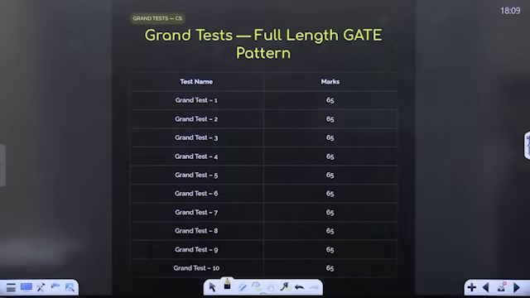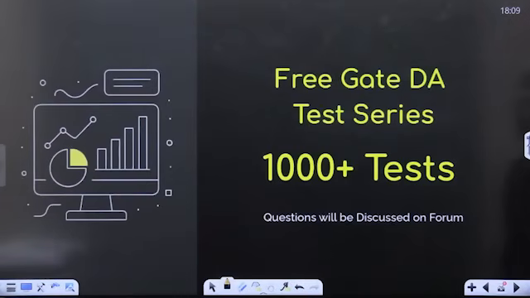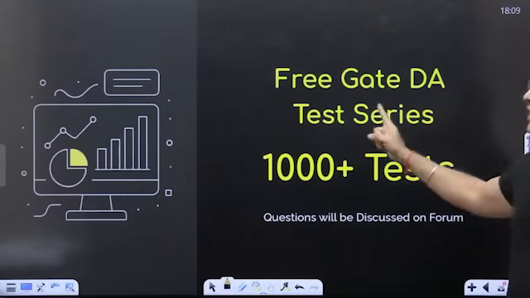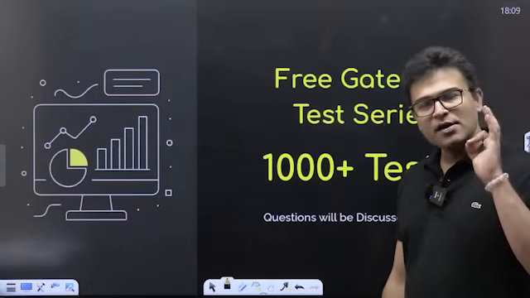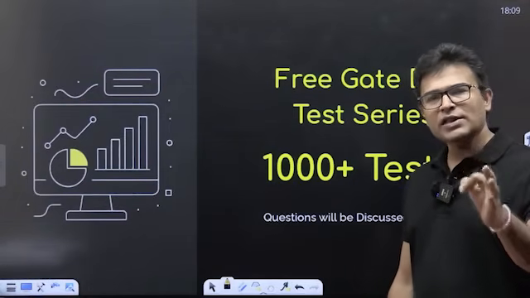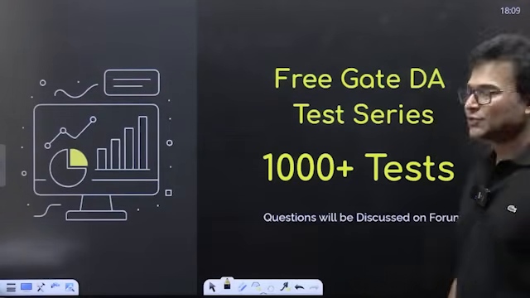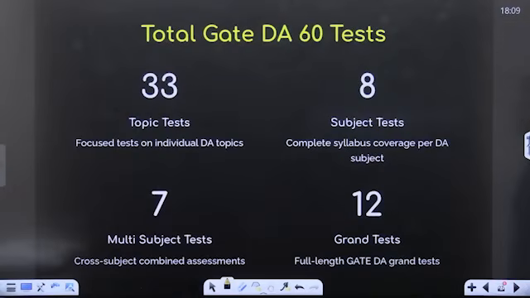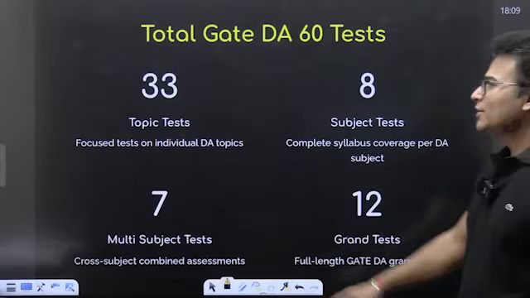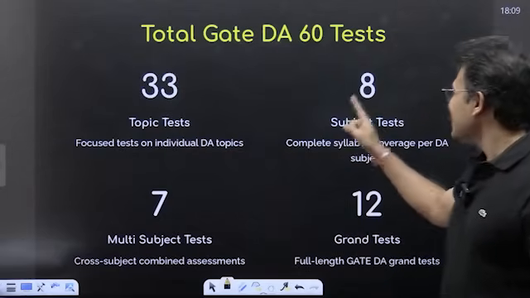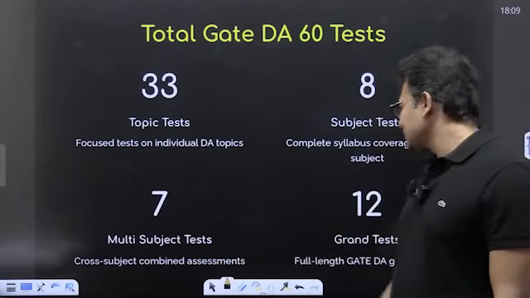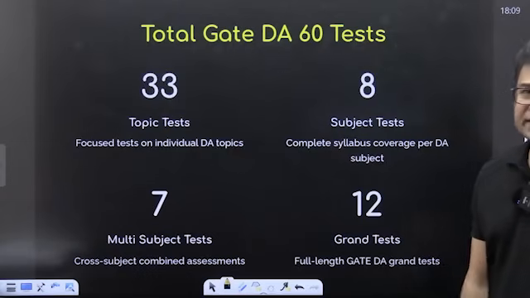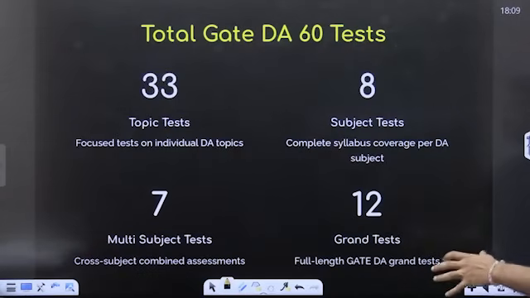Now, free GATE DA test series, 1000 plus tests I'm going to provide for GATE DA, and each test is going to be 10 questions, and all the questions will be GATE level questions. Okay. Now, the total tests that are available on the platform are 33 topic tests, 8 subject tests, 7 multi-subject tests, and 12 grand tests. These are already available on the platform.